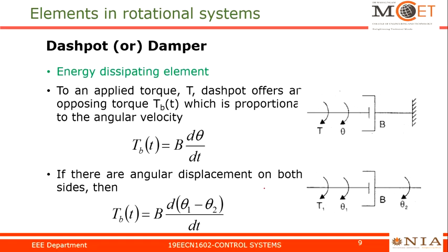So all three elements are similar to the translational system; the only difference is the notations and the displacement. There it is force, here it is torque; there it is x, here it is theta, that is angular displacement, and linear displacement there. That is the difference.